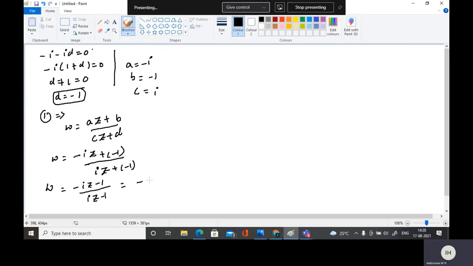Take minus common in the numerator. It becomes 1 plus IZ. Take minus common in the denominator. It becomes 1 minus IZ.